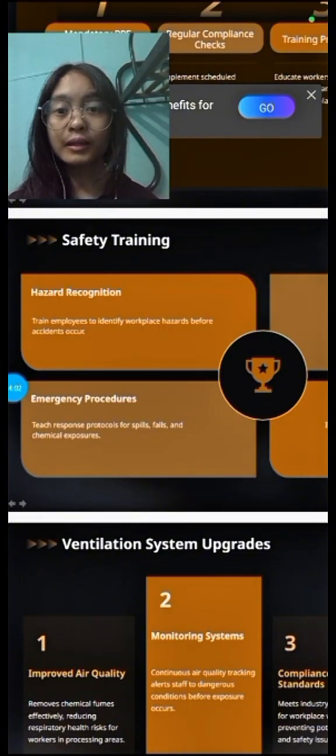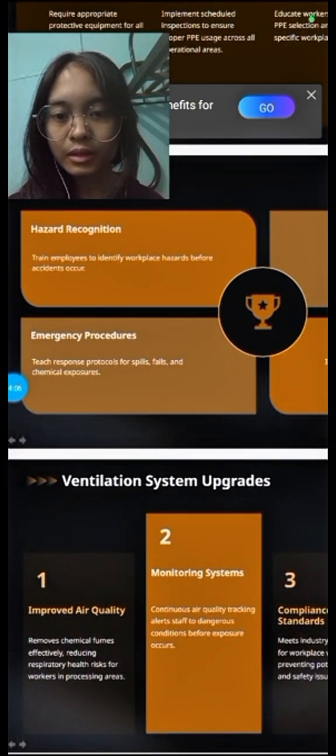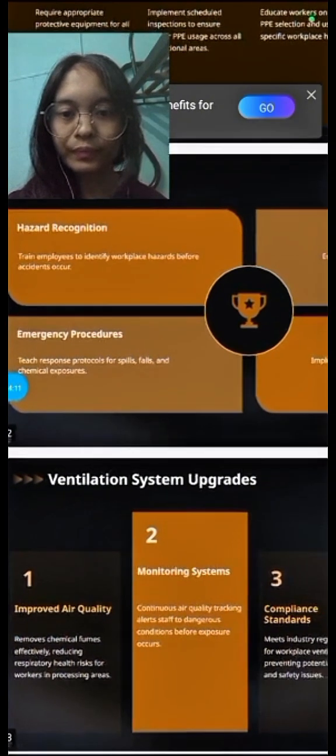Emergency procedure, teach response protocol for spill, fall, and chemical exposure.